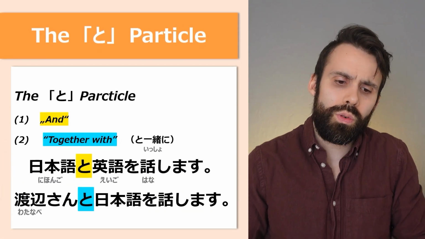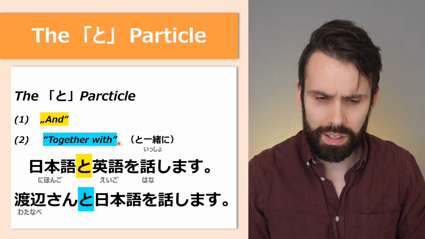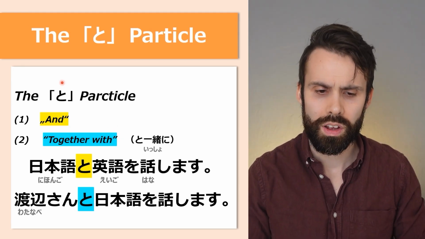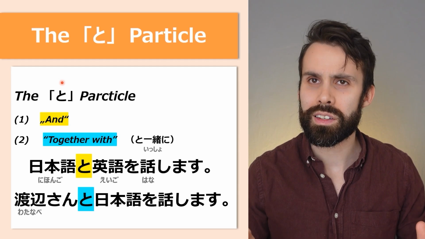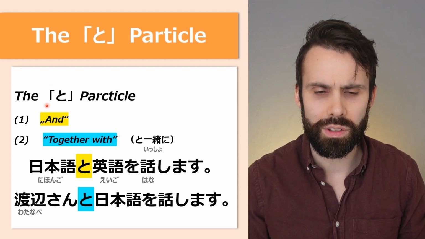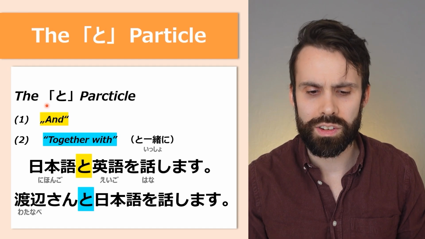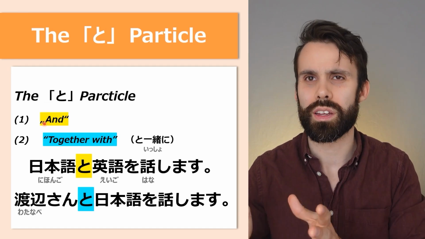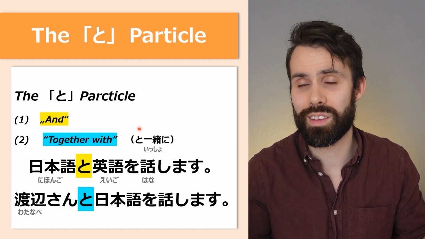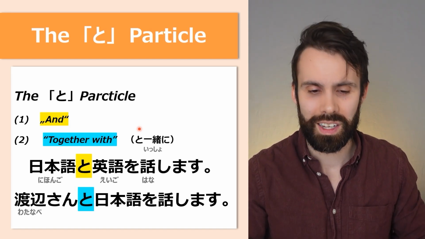So moving on to the to particle. The to particle, as we are learning it now, can mean two things. The first is and, so just simply this and that. And then it can mean together with, and then it's a sort of shorter version of to ishoni. And when it's that version of to, you can always lengthen it if you want to ishoni.